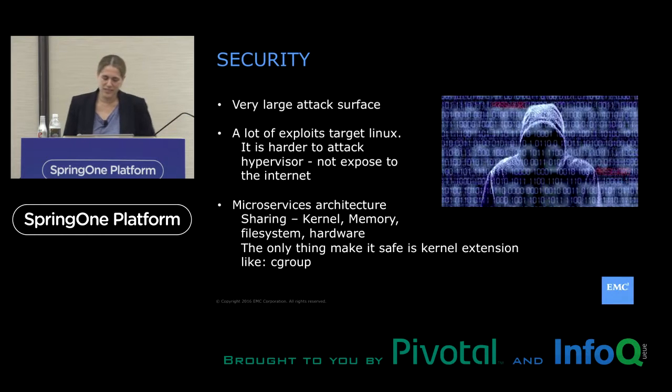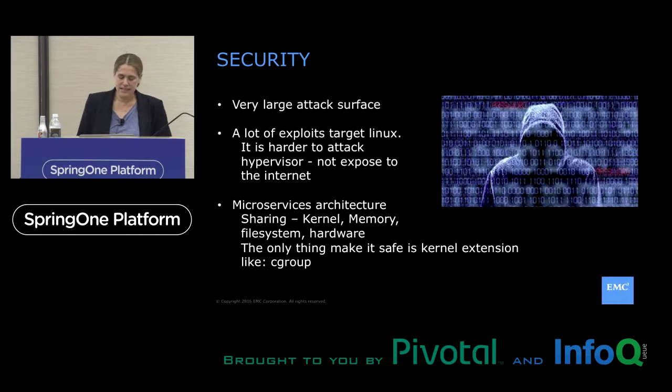In terms of security, the attack surface is huge, right? You can SSH to the machine, and there are a lot of ways to attack it. Linux is very popular, therefore there are a lot of exploits against it. And the hypervisor, and the reason I mention it is because Unikernel uses it, is usually behind the firewall, so it's not exposed to the internet. That's important in terms of security, and I will explain in a second why.